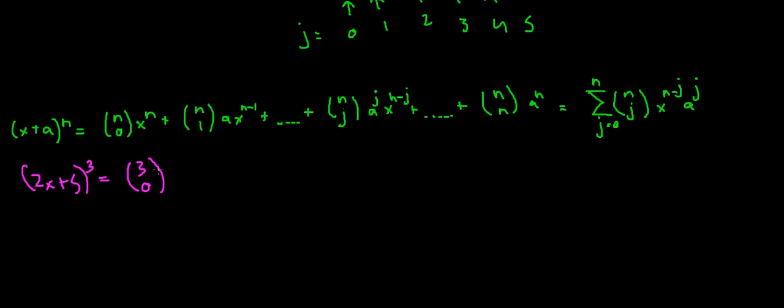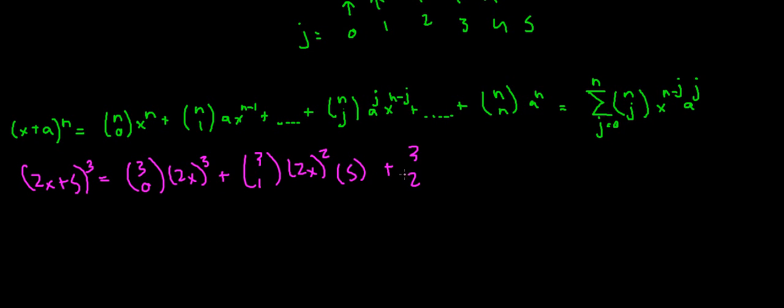So x is 2x cubed plus 3 choose 1. And now x is going to decrease by 1 power, so I'm going to have 2x squared. And then a will start to increase, so now I'll have just a. a is 5. Now x decreases by another power, and a increases by another power. So it's 2x squared here, now it's just 2x, and now a is 5 squared.